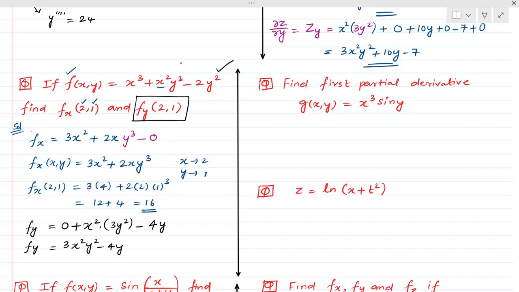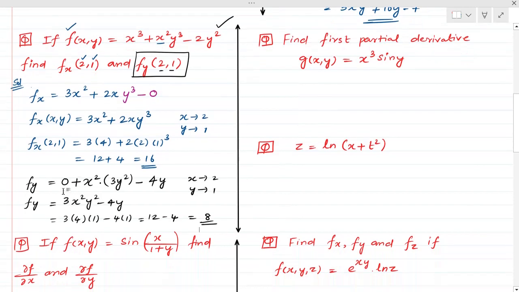Now replace x and y. What is the x value? X value will be 2, y value will be 1 here. Now if I replace that, you will get 3 times 4 into 1 minus 4 into 1. So which is 12 minus 4, which is equal to 8. So this is the partial derivative at a point, fy of 2 comma 1.